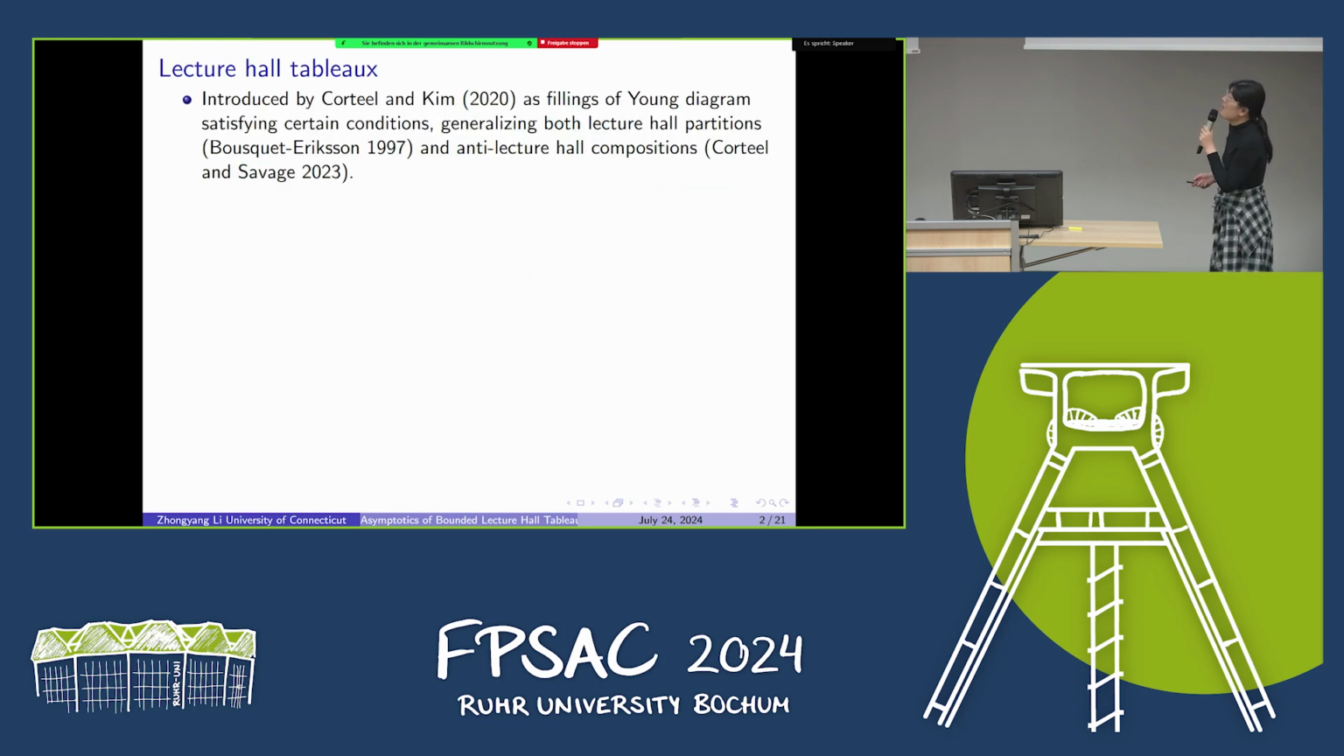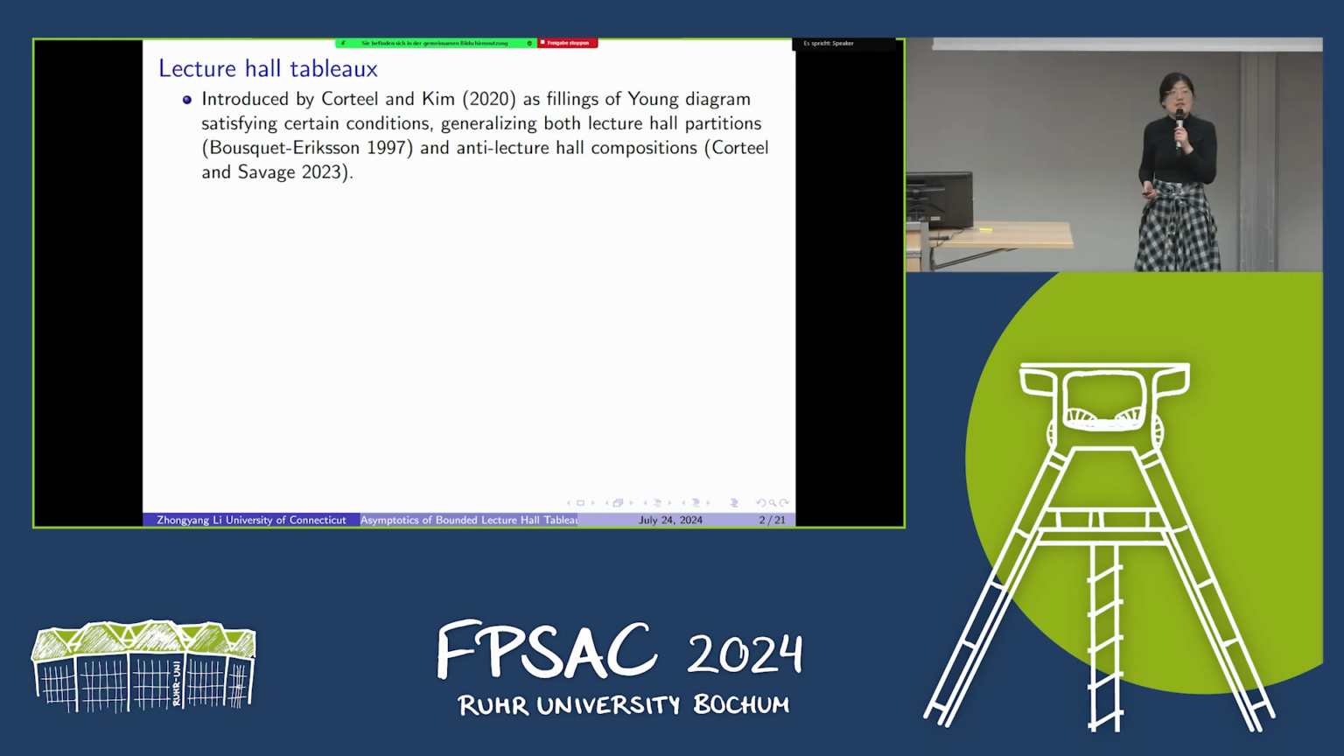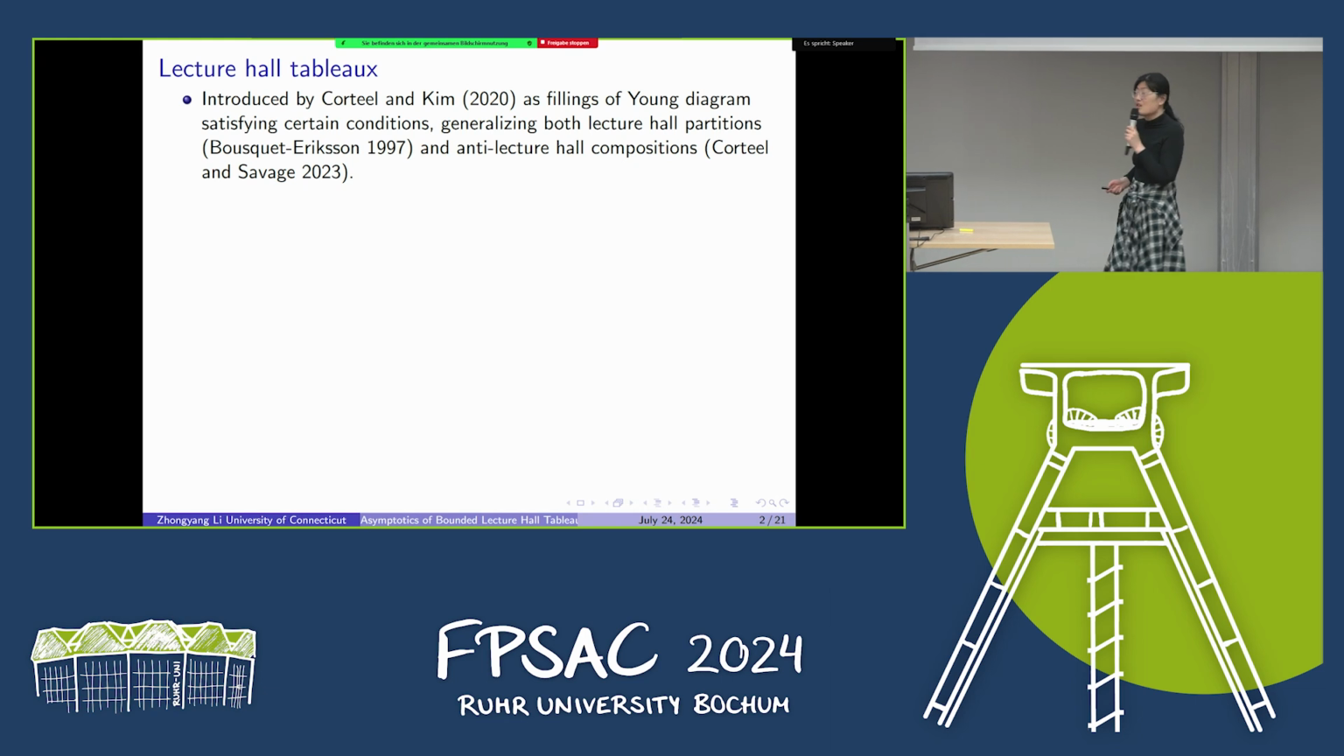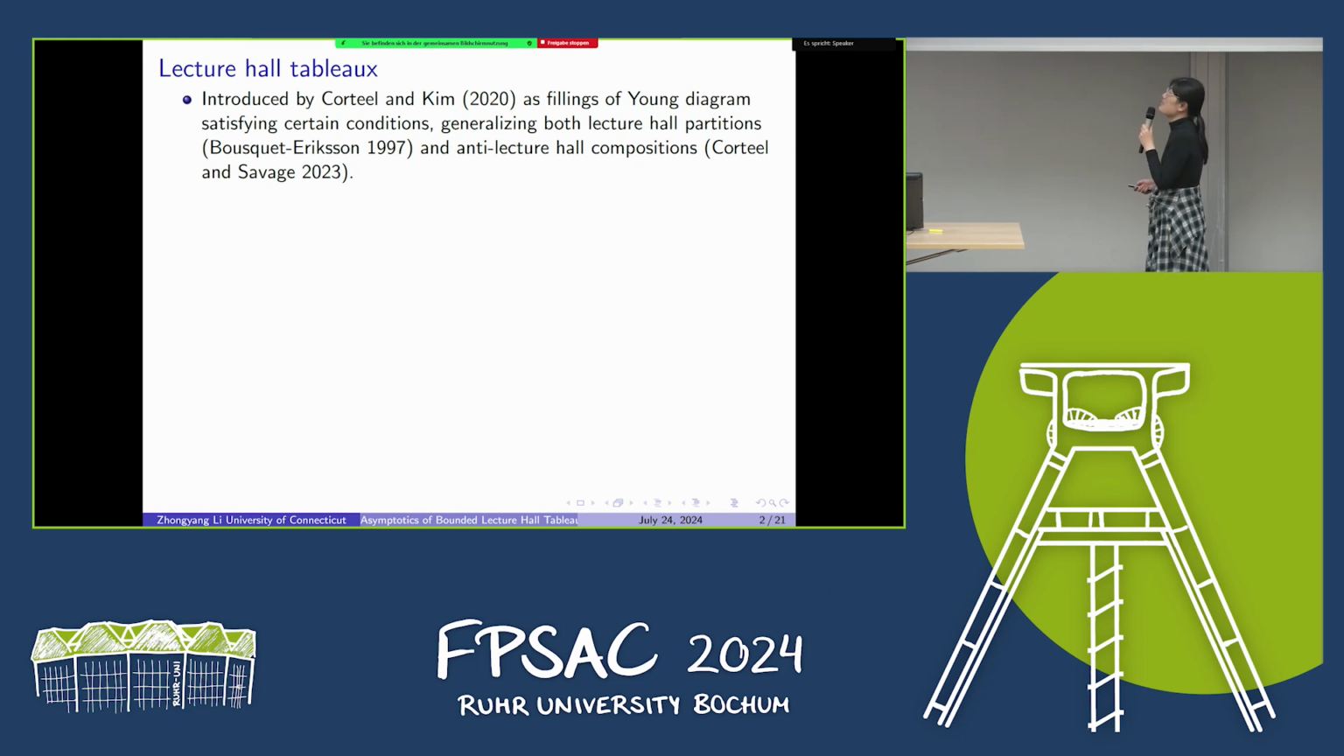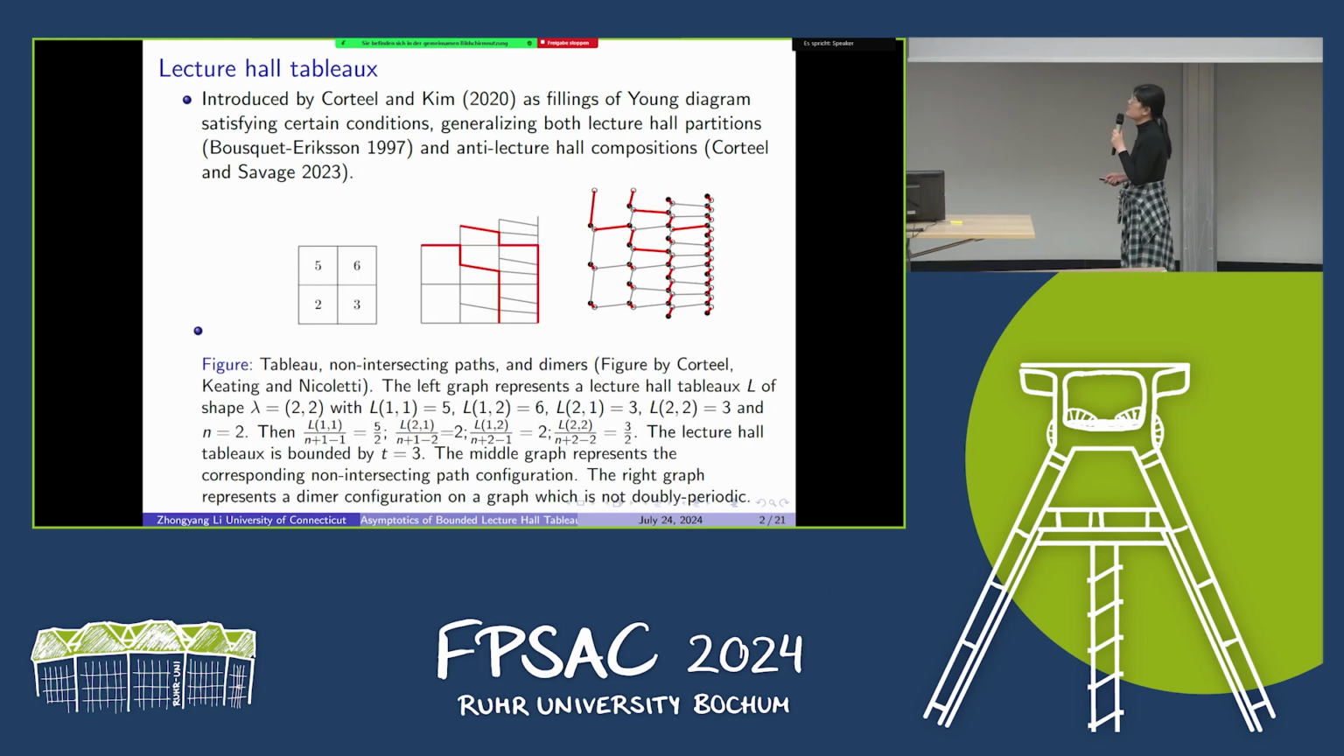Okay, so what is the electrical tableau? I'm sure everyone is familiar with the standard Young tableau. So the electrical tableau is a variant of the standard Young tableau. If we have a Young diagram and we fill the unit squares in the Young diagram by positive integers, the filling rule is slightly different from the standard Young tableau. It was introduced by Kenyon and Kim in 2020 as a filling of the Young diagram satisfying certain conditions, generalizing both the electrical partitions and anti-electrical partitions.